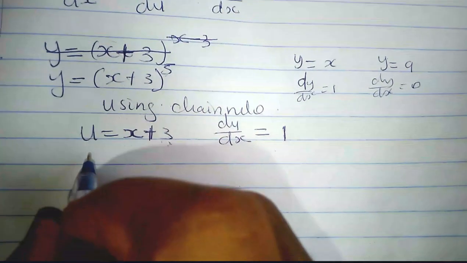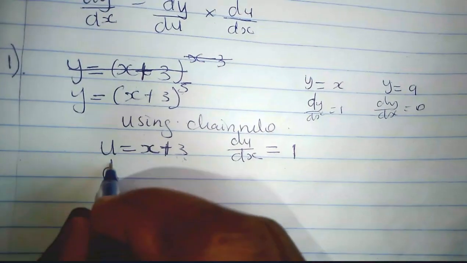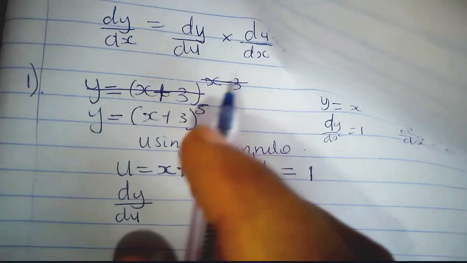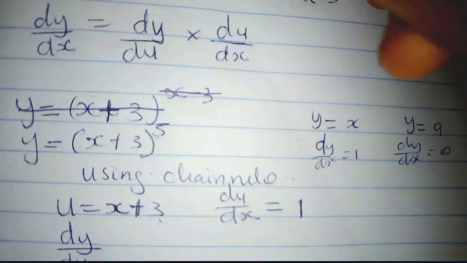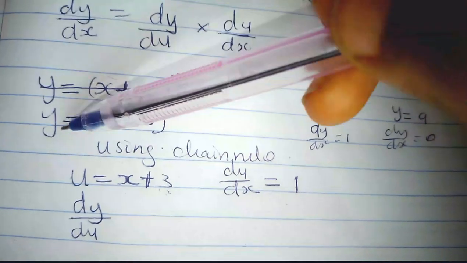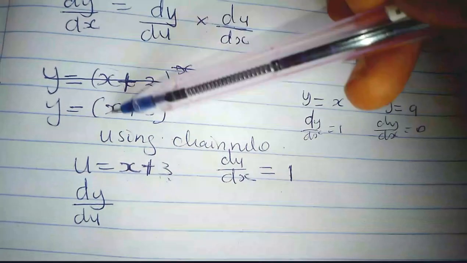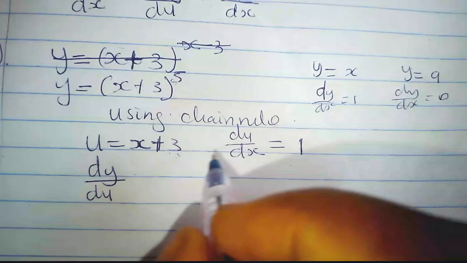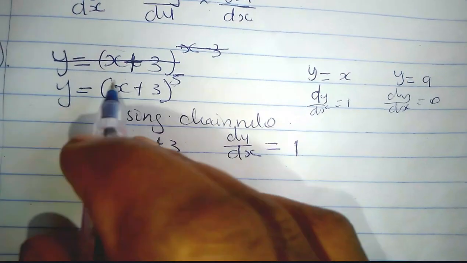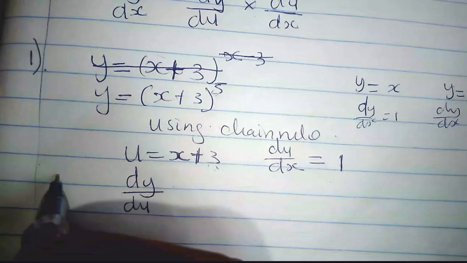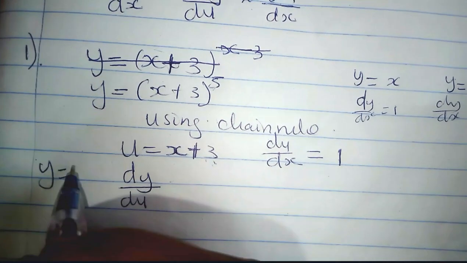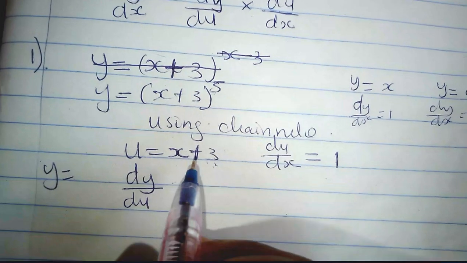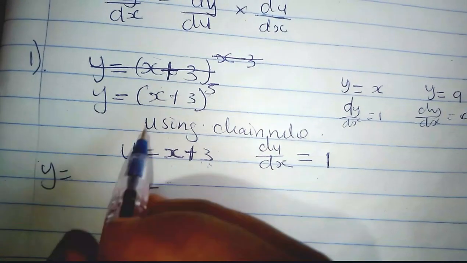So we'll go to the next. We're going to find dy/du. So we're going to find the function of y now. Now that we have found the function of u only, we're going to find the function of the entire thing with respect to u. From here, we know that y in this case becomes u raised to power 5. Why? Because u is already equal to x + 3. So let's substitute u into the equation.